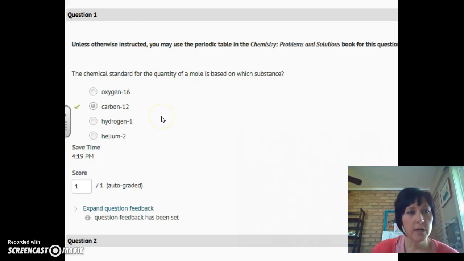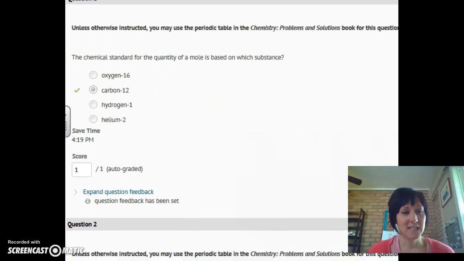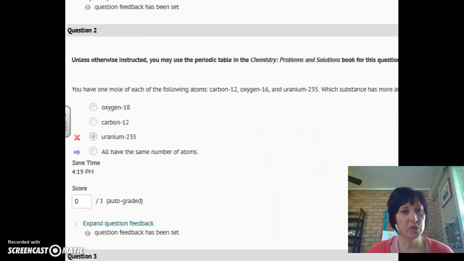So here, number one, the chemical standard for the quantity of a mole is based on which substance? That's carbon-12, right? They just arbitrarily picked carbon-12 and said, okay, carbon-12 at 12 grams, we have 1 mole, which is 6.02 times 10 to the 23rd atoms. So that's just the standard that we, the scientists, picked.